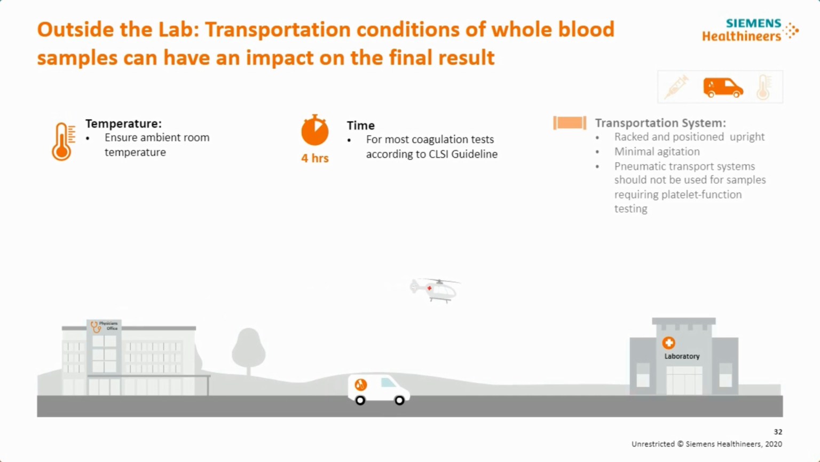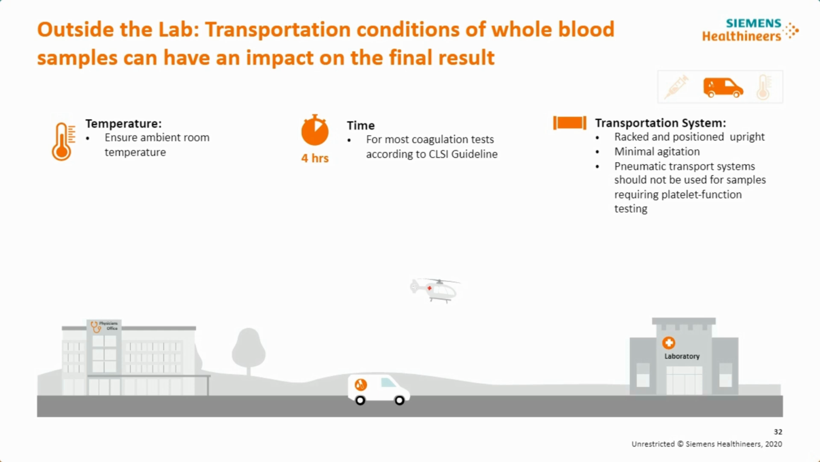So again, we focus on the transportation side, ensuring that there's an ambient temperature, that there are not huge temperature fluctuations. When I talk about the outside of the lab, if the sample is collected in a doctor's office and it's being transferred to the laboratory, it's important to maintain that ambient temperature or as close to an ambient temperature as possible. Again, as we approach the winter months now, there are sudden drops in temperature depending on where you're located within the US, so we want to maintain that ambient temperature as best as possible.